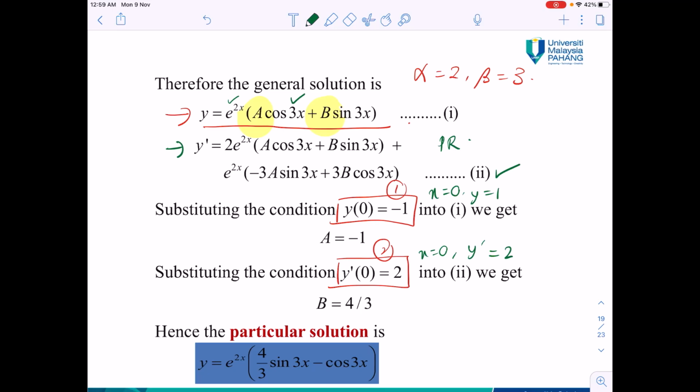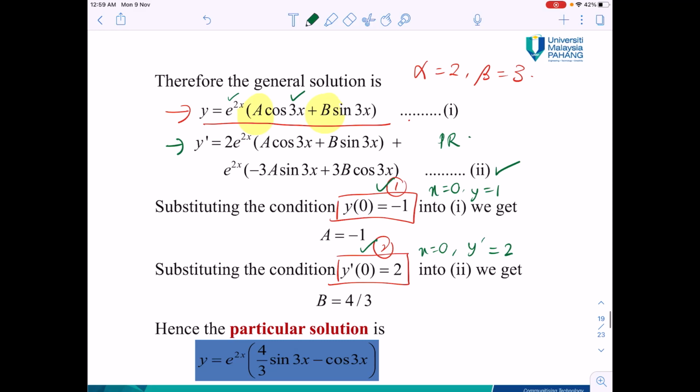So you have to substitute equation number 1 and equation number 2 to have the answer for the a and the b. After calculating, you have a equals to -1, b equals to 4 per 3. And then you have to replace everything to have the particular solution. So this one will be the answer.